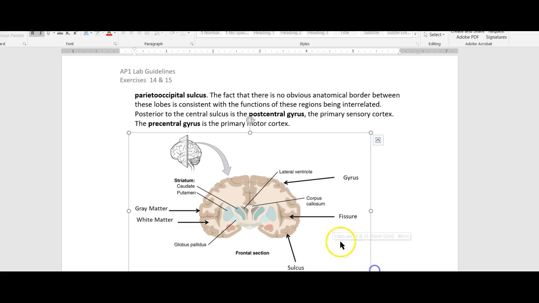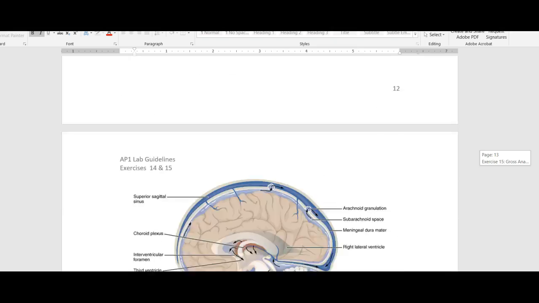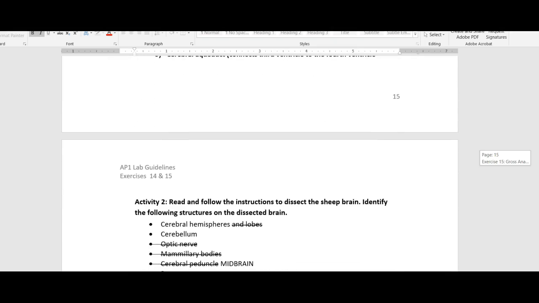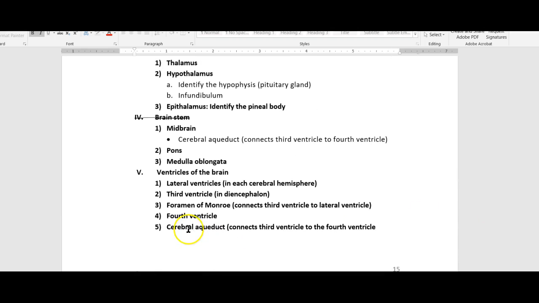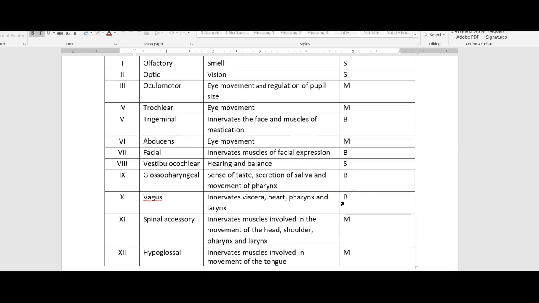And let's see, I think we want this one. Back to our list, just so I know what I'm talking about. Yeah, so that's all the parts of the human brain that you want to be able to identify on a model, most likely pictures of the model for the lab quiz, because that's what I've been doing. When it comes to the cranial nerves, it is simply this table that you need to commit to memory. You are not learning to identify any cranial nerves.